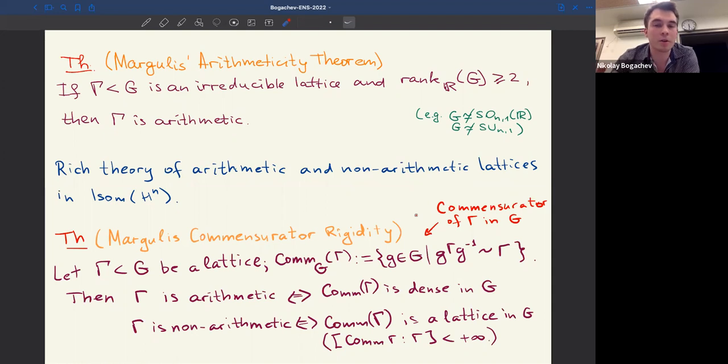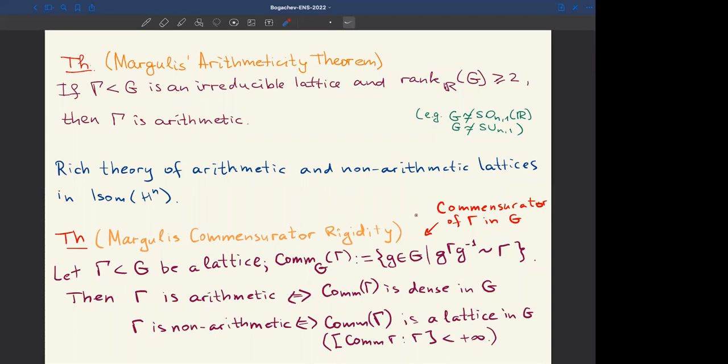So it's either a very dense group. In fact, in the arithmetic case, it contains all rational points of the algebraic group G tilde. So it's indeed very dense in our Lie group G, but in the non-arithmetic case, it will be just a lattice, the maximal lattice containing our lattice gamma. So gamma will be of finite index in the commensurator.